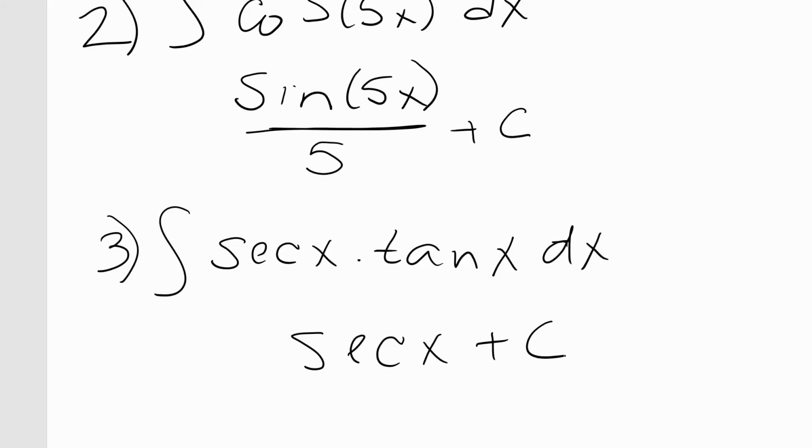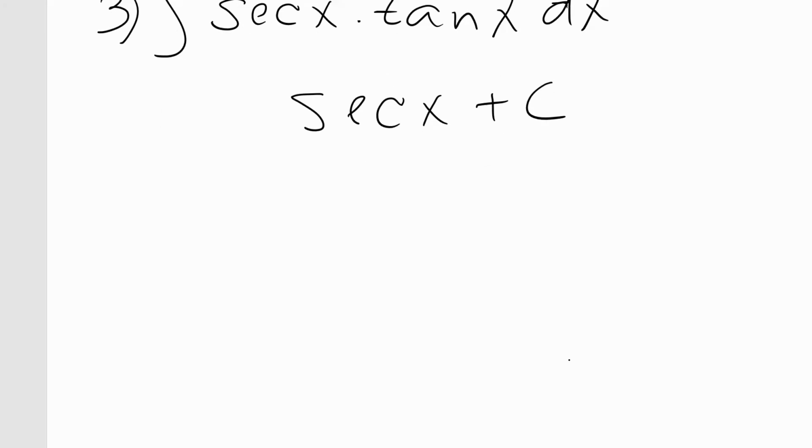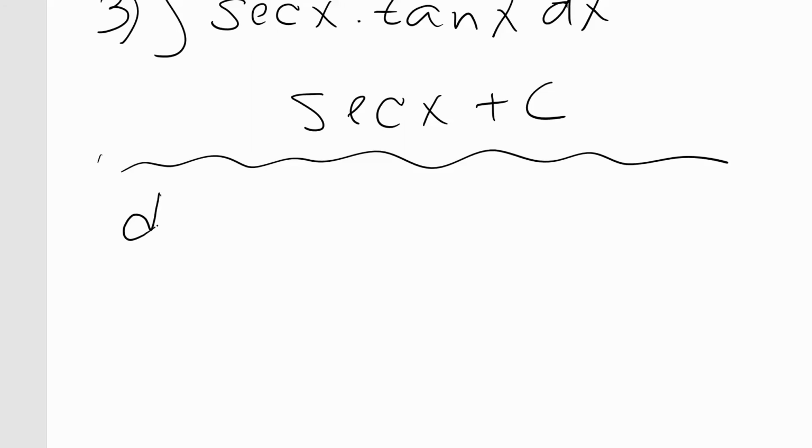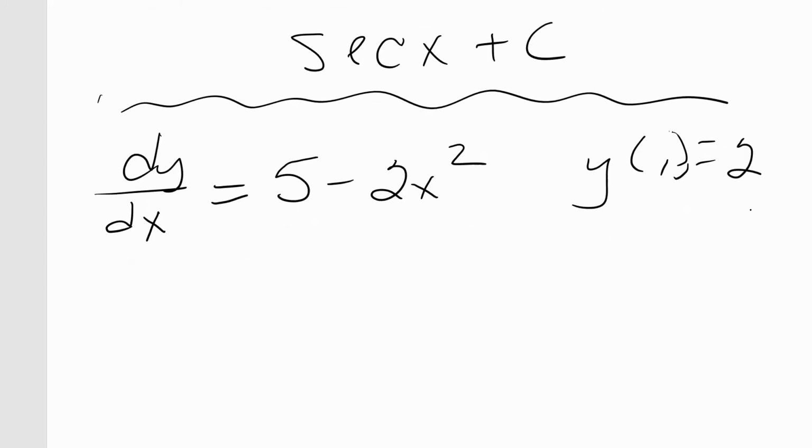The last thing we have to do in this section are differential equations. So differential equations start off as dy dx equals 5 minus 2x squared. And you're told y of 1 is 2. So that's what you're given. When it says to solve the differential equation, that means it wants to know what y equals. Typically when we want to solve something, we want y equals or x equals. Here we want to know what y equals.